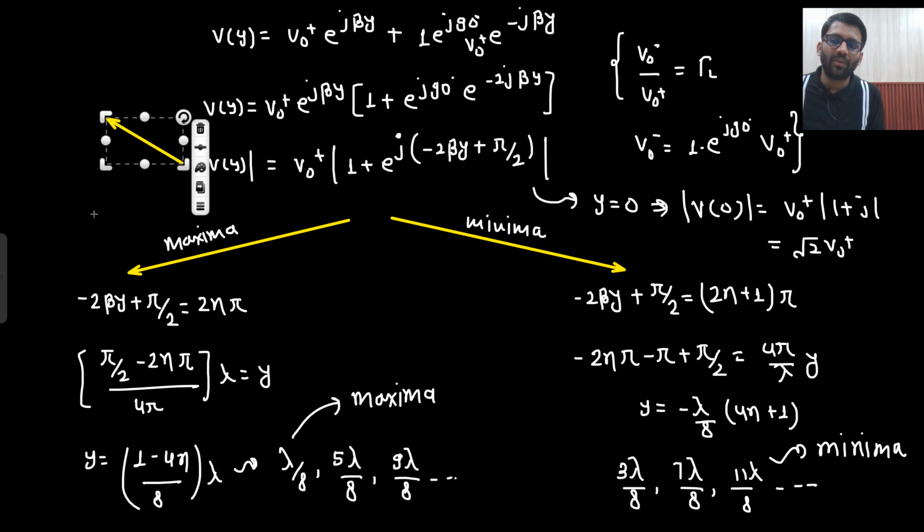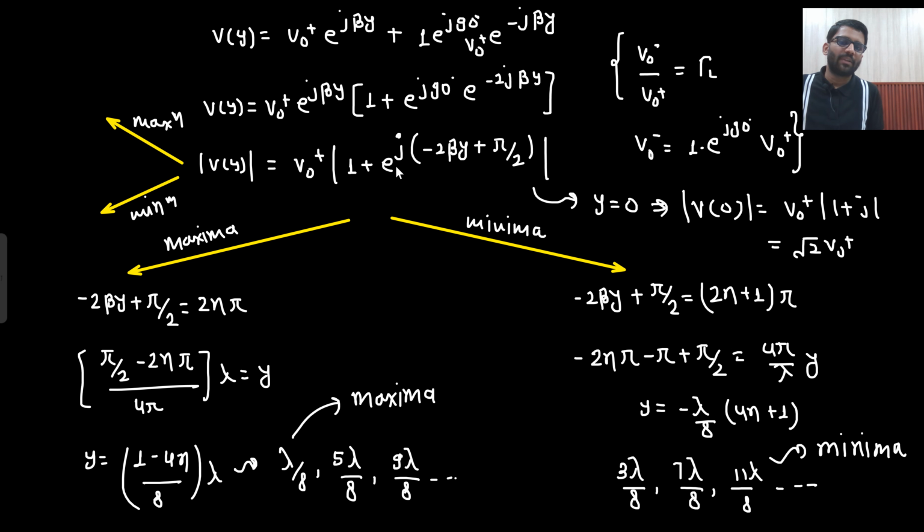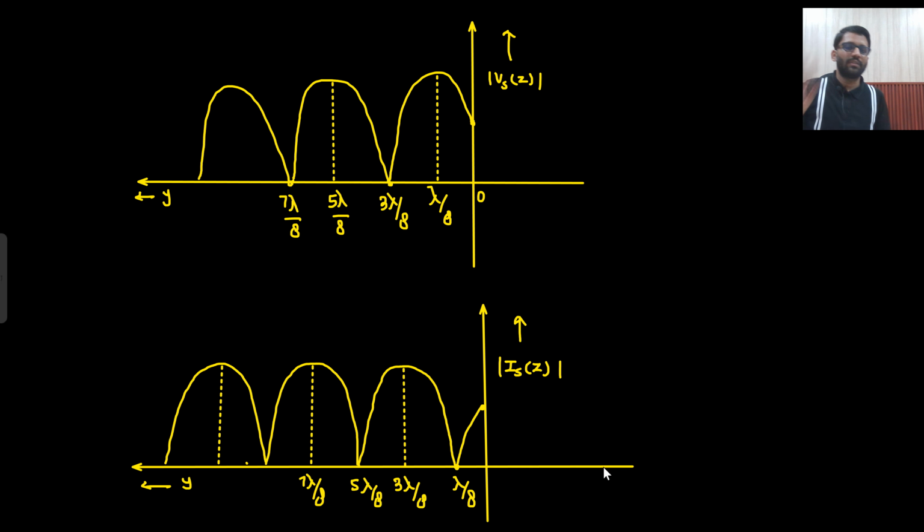And what are the maximum value and minimum value? For maximum value, this will be equal to 1, so 2 V naught plus. And for minimum value, this will be equal to minus 1, so 1 minus 1, 0. So the maximum value is 2 V naught plus, which is occurring at lambda by 8. At y equals to 0, you are having under root 2 V naught plus, which is not the maximum value. So this is how your standing wave pattern will look. This value is under root 2 V naught plus, but the maximum value is occurring at lambda by 8, which is equal to 2 V naught plus, and the minimum value is 0.